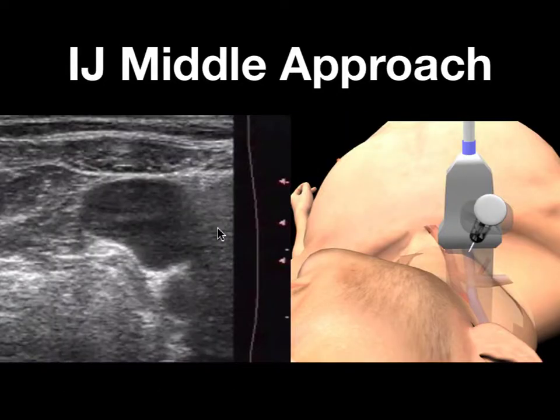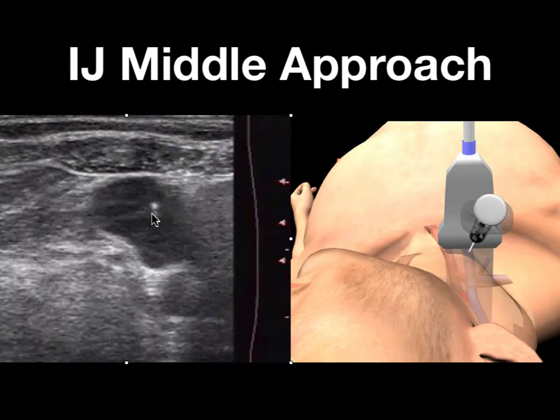We have an out-of-plane short axis approach here to the internal jugular vessel. You can see that you're perpendicular to the long axis of the vessel. You've got the indicator towards your left. You're going to enter in on the middle portion of the long face of the transducer, and what that'll give you here is this type of a view.